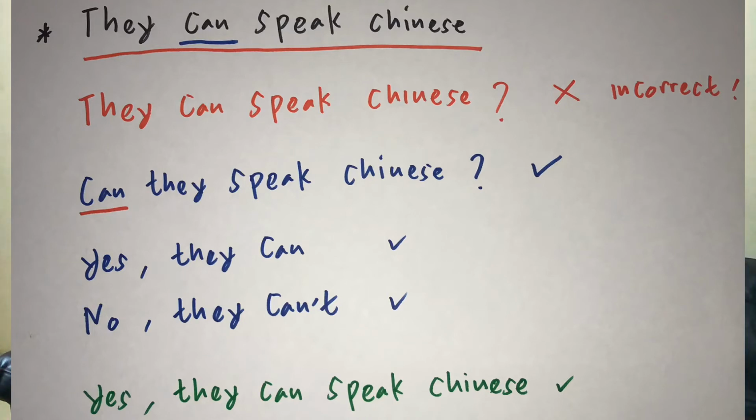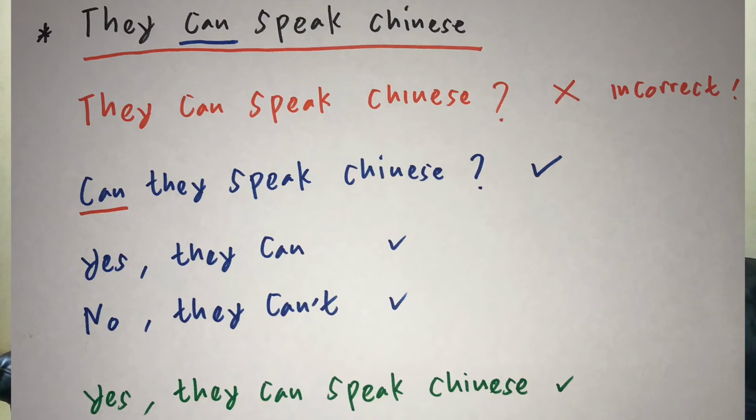Can here is a modal auxiliary. So if you want to make a yes/no question, whenever there is a modal verb in a sentence, just put the modal verb in the beginning of the sentence. So the yes/no question will be, can they speak Chinese? So we put can, which is a modal verb, here in the beginning. Yes, they can, or no, they cannot.